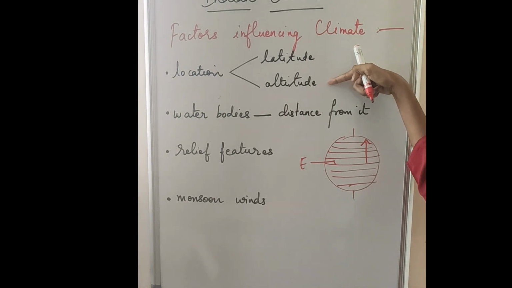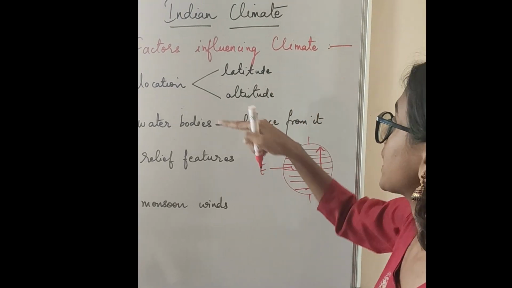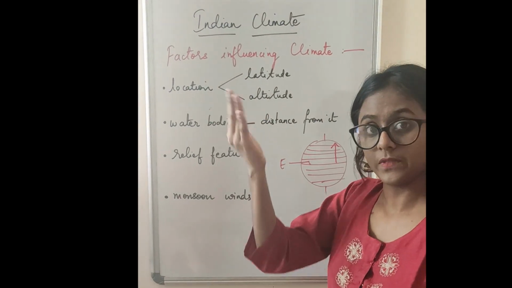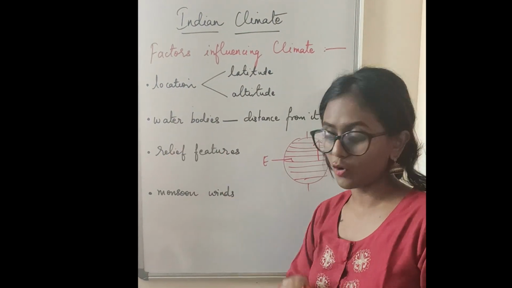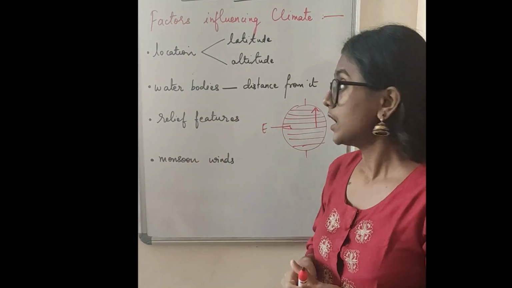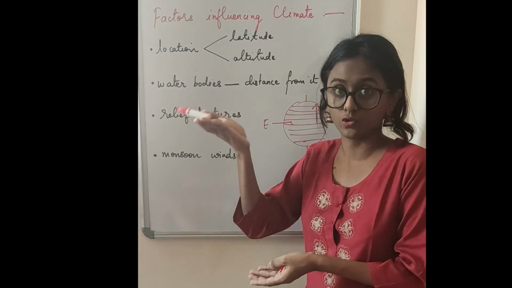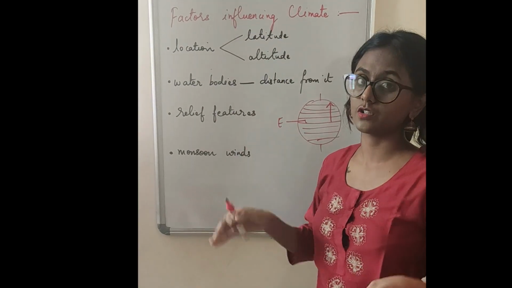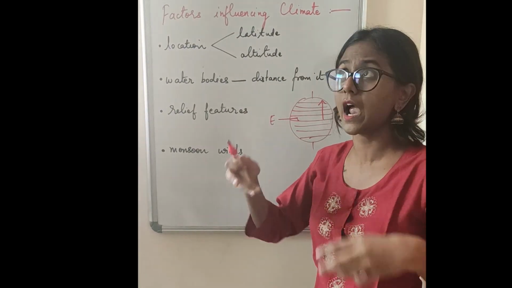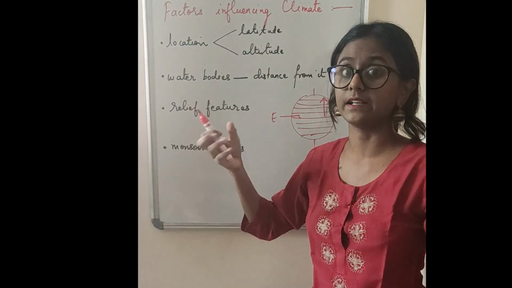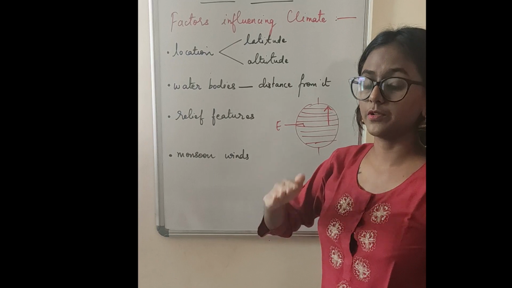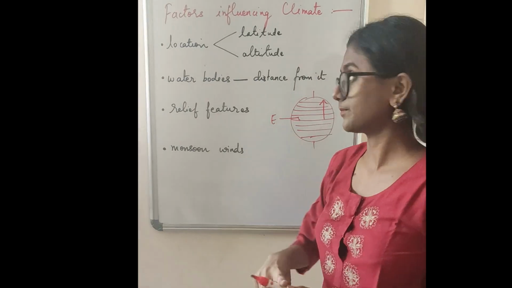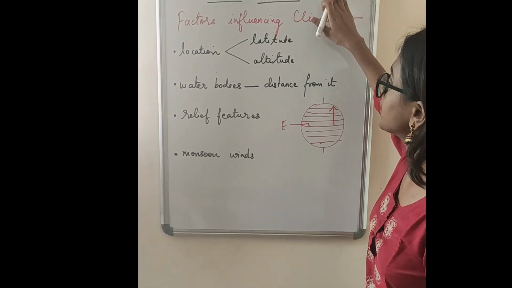Now let's learn how altitude plays an effect on climate and what exactly altitude is. Altitude refers to the height of the location from sea level. Depending on how high you are situated, the temperature will vary. As you go up from the sea level, temperature slowly starts decreasing, because the air over there is lighter. So the temperature decreases as you go up and increases as you go down. You need to remember that. That's how altitude plays an effect on climate.